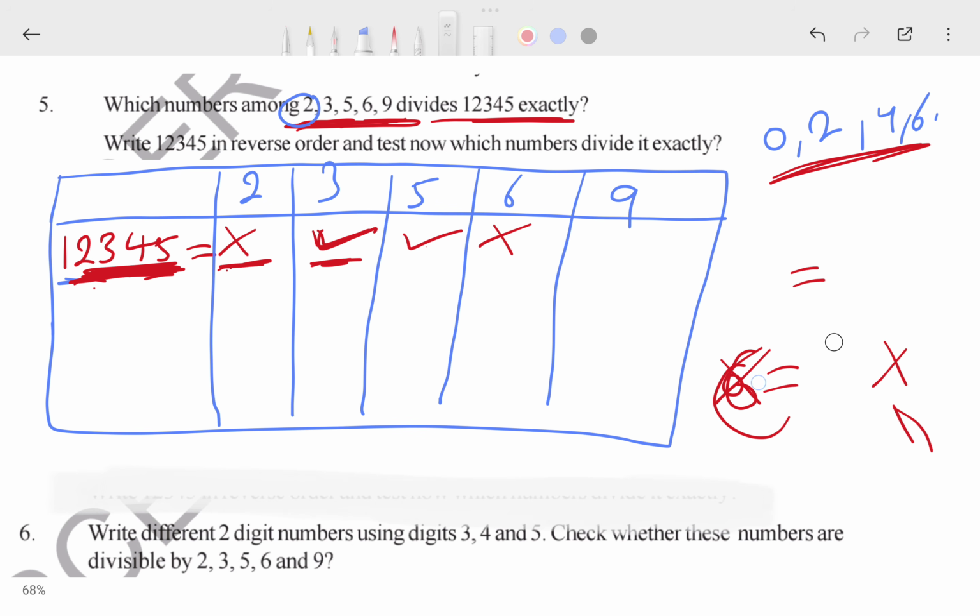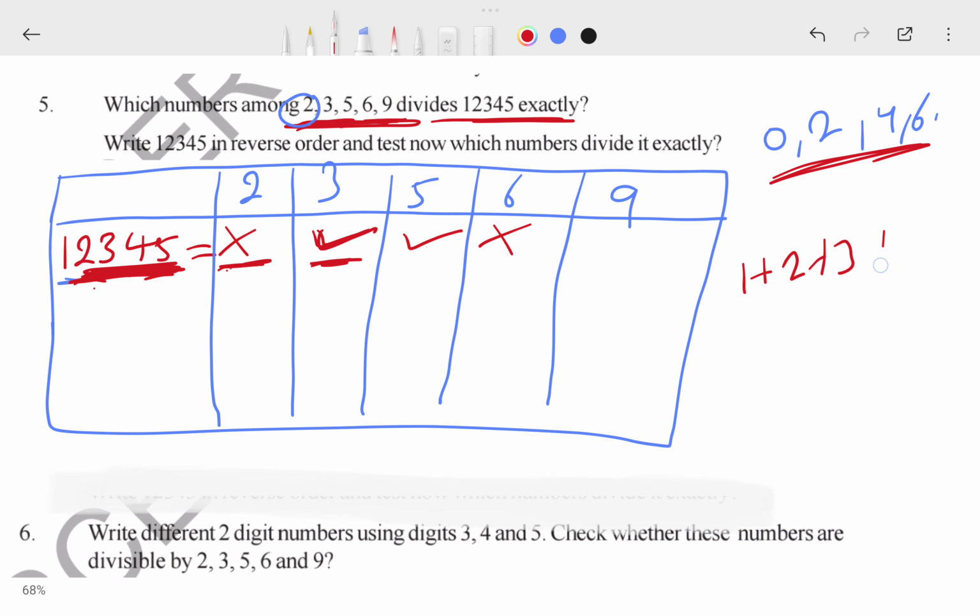Now I check the 9th one. How can you check whether this number is divisible by 9 or not? Simply add the digits. 1 plus 2 plus 3 plus 4 plus 5. If you add the digits, you get 15. 1 plus 2 is 3, 6, 10, 15. If you get 15, is 15 in the 9 table? No, 15 is not in the 9 table. So it is also not divisible by 9.